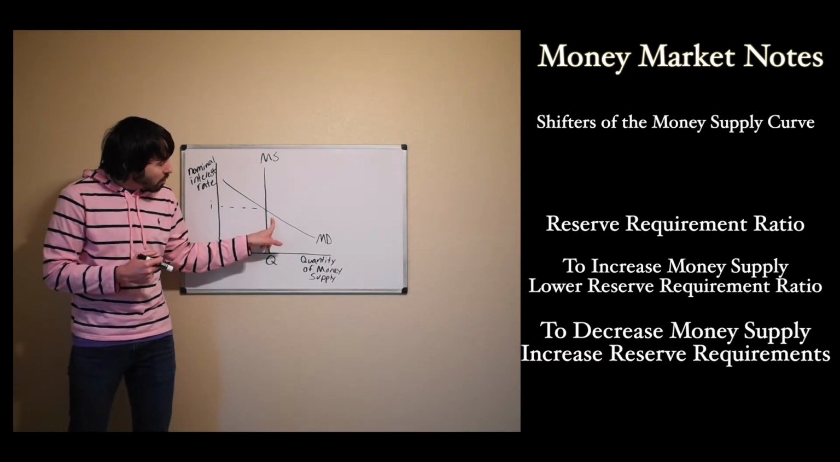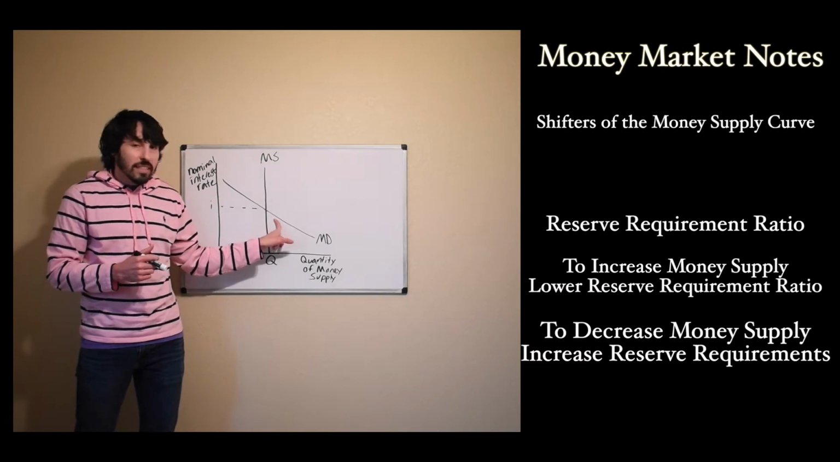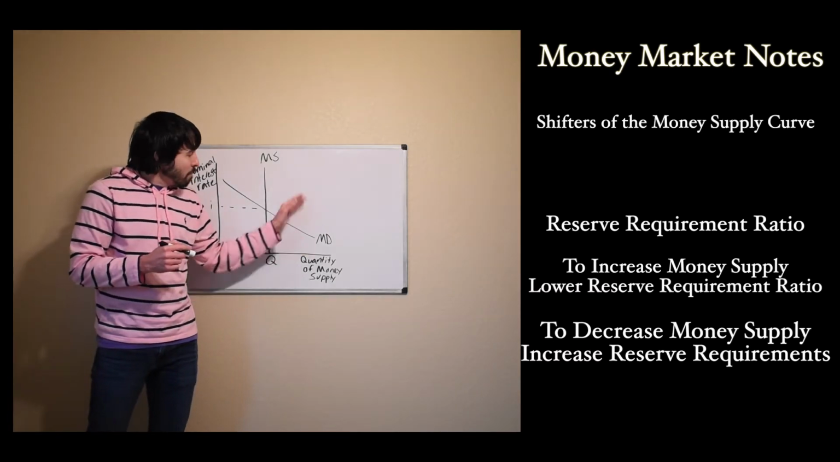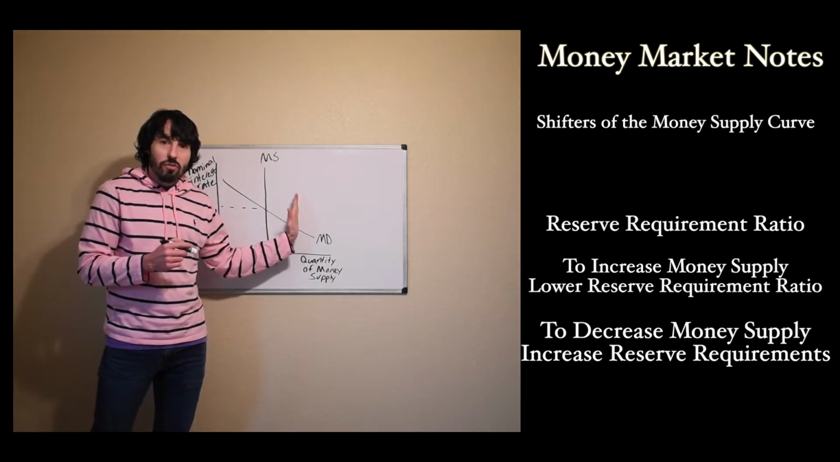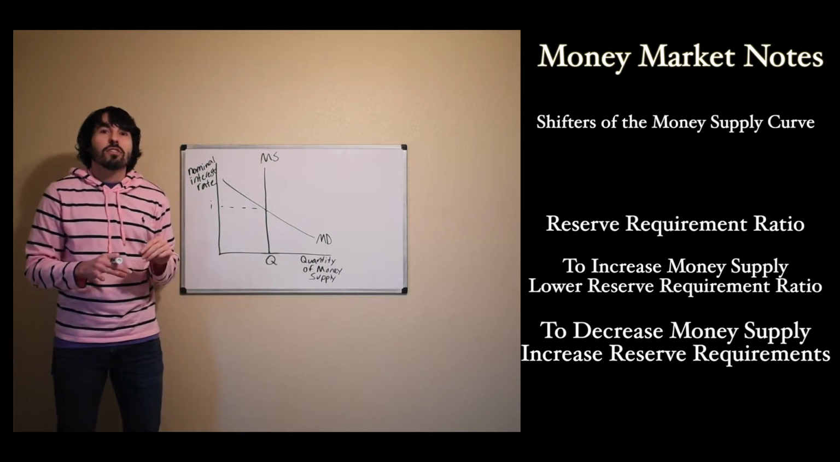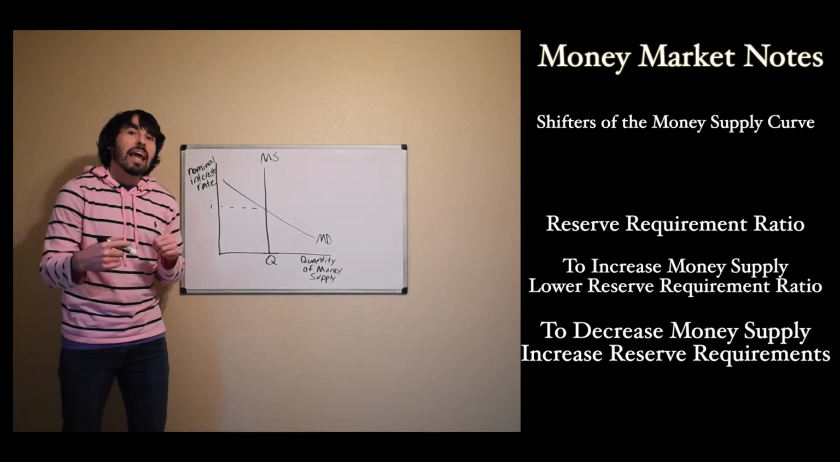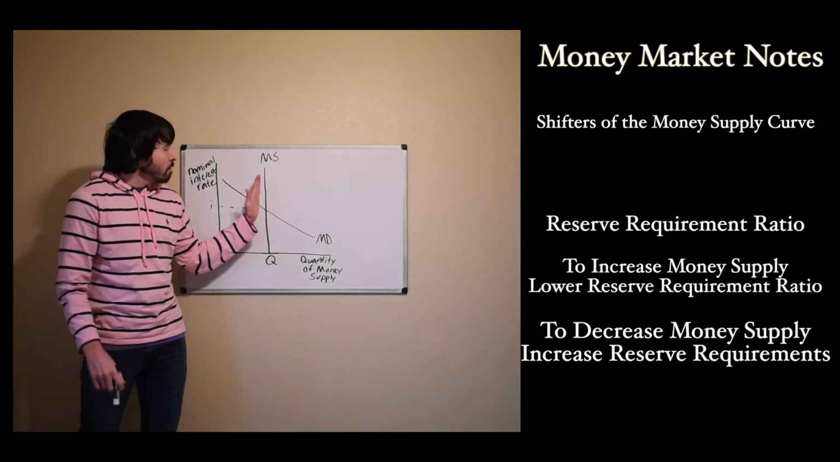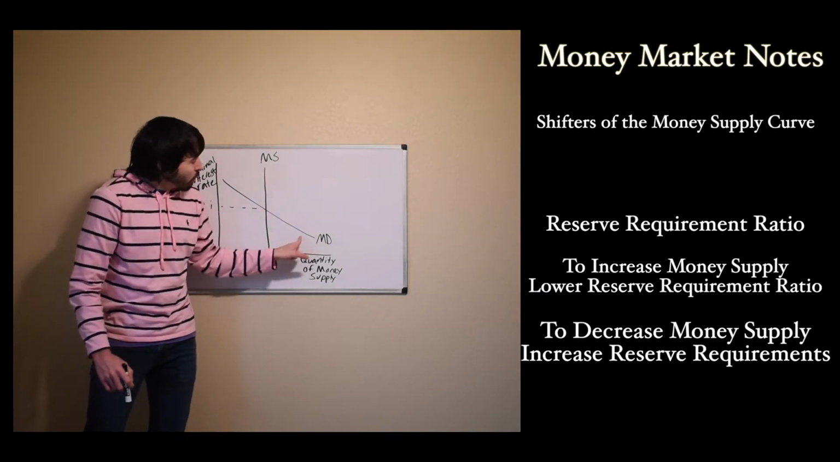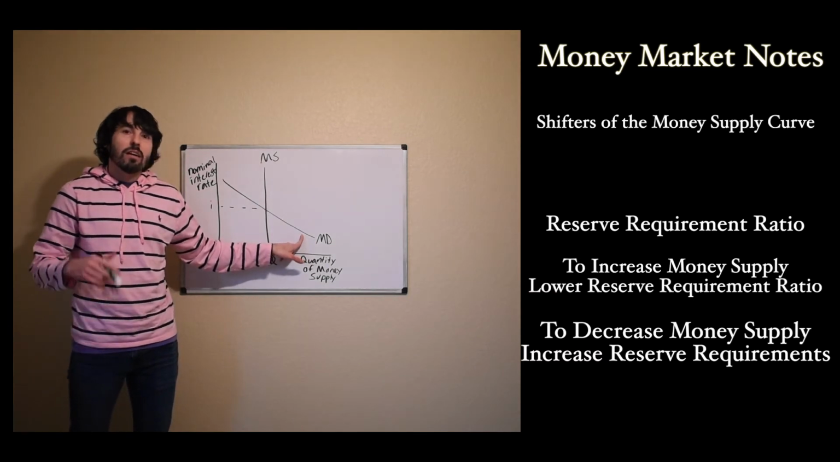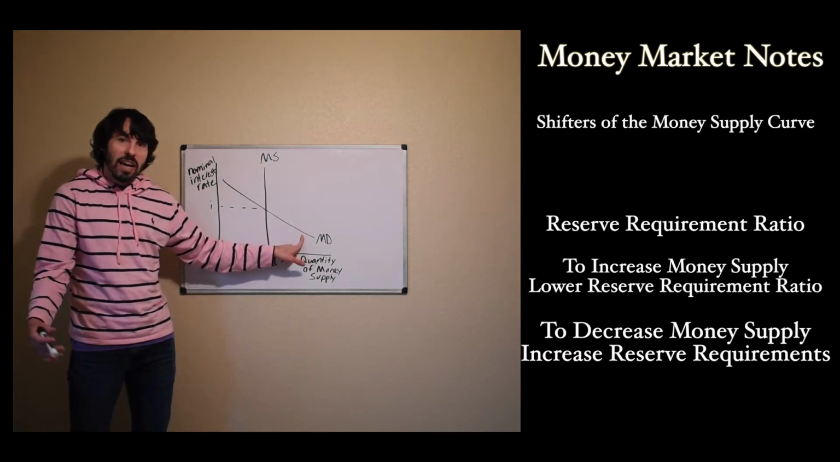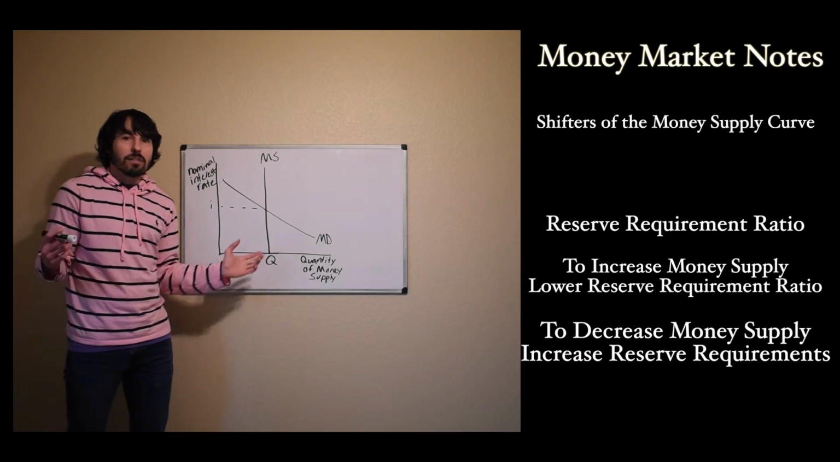Opposite is true as well. If you decrease the reserve requirement ratio, the money supply curve will shift to the right, because now banks don't have to hold on to as great of a percentage of demand deposits. They can give out more loans, and the money multiplier increases. So the money supply curve shifts to the right. We end up with a lower nominal interest rate, a lower opportunity cost of spending your cash. People will spend more, and aggregate demand can increase.